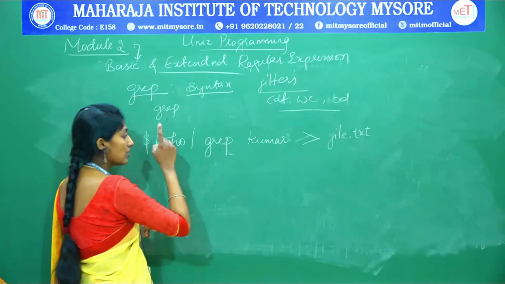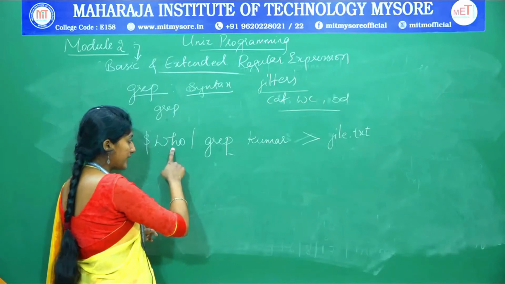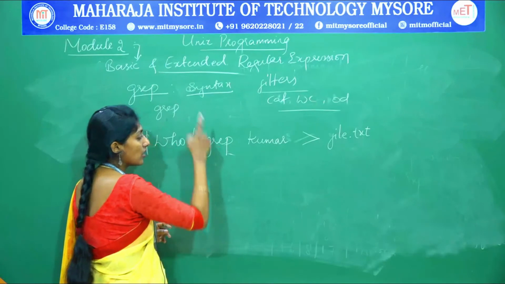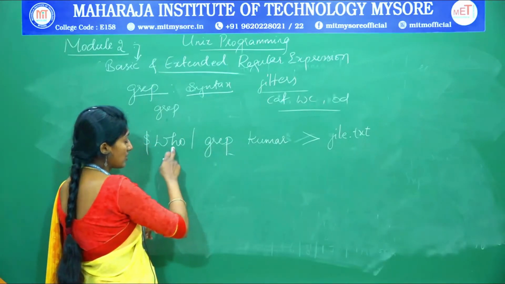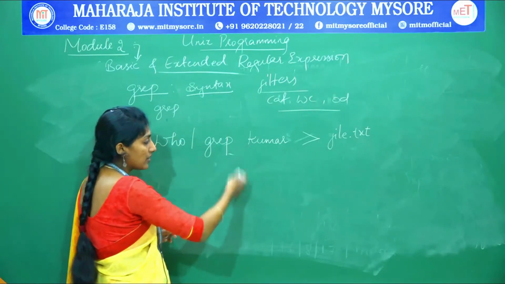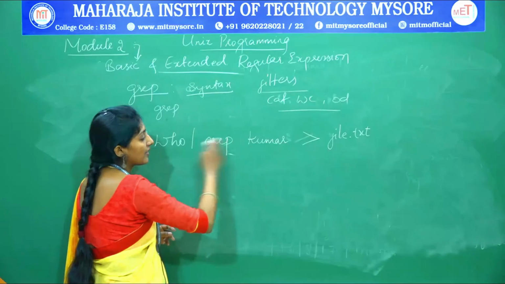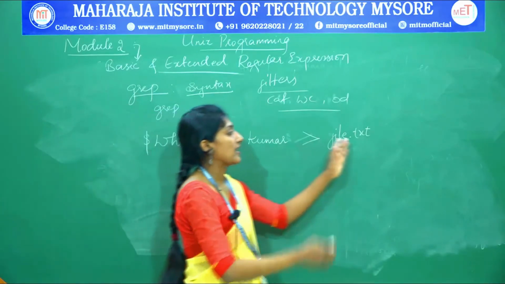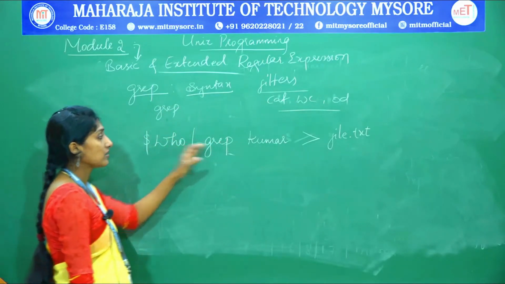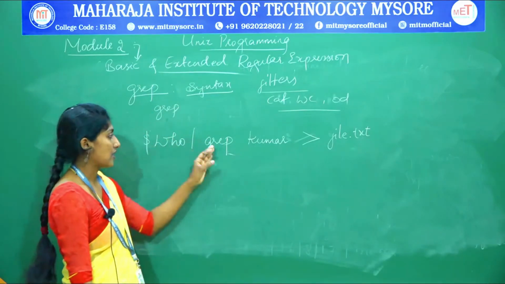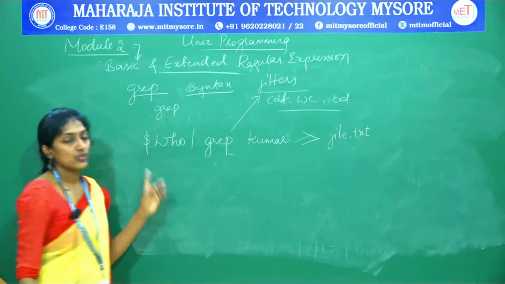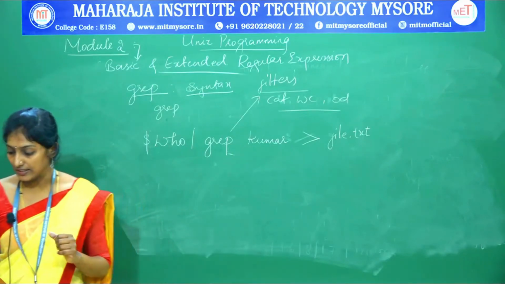In this example, whichever list has been provided by who will be provided as input to the grep command. In the who output, if any line or pattern is found with a Kumar, that line will be considered and redirected to the file.txt file. This is how the who and grep commands work together, so grep is acting as a filter command here. This is one more way of using the grep command.